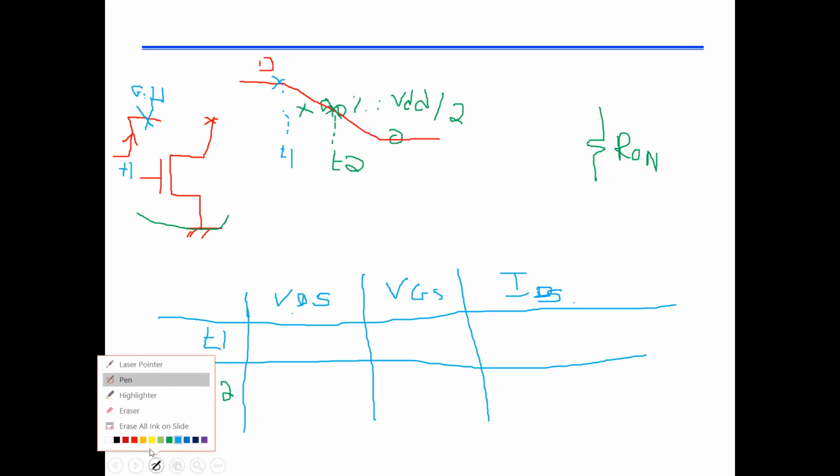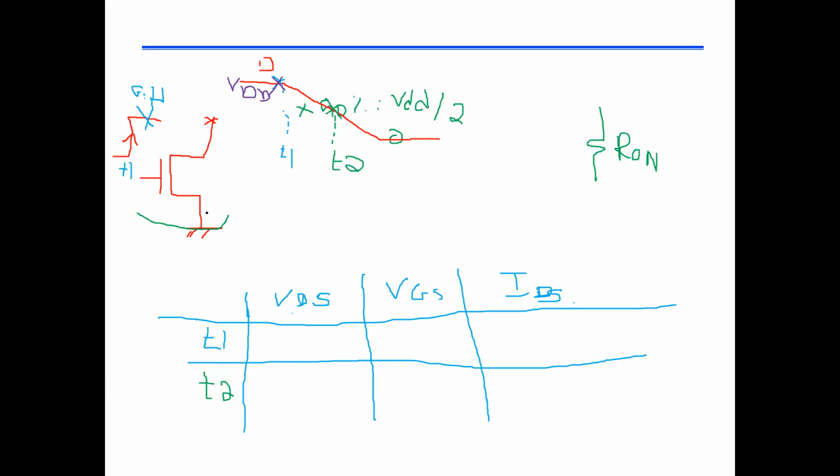We will come back to this later, but let us now focus on what the values of the voltages are to determine the current. At time point T1, VDS, VD was VDD. Okay, and S is always 0, so my VDS is VDD. At time T1, I always look at T1 plus.